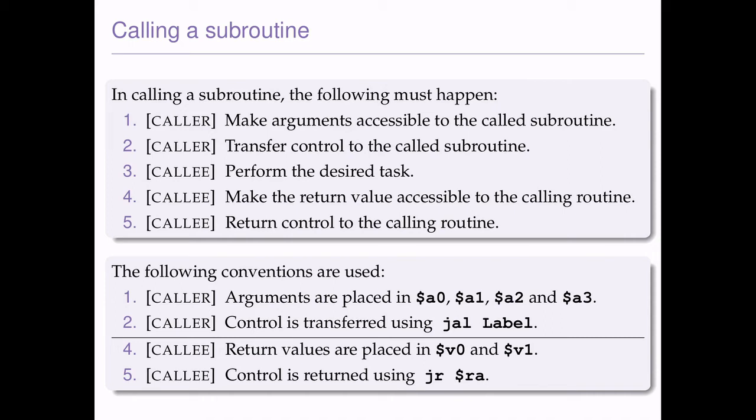Now, jump register, again, I introduced it in the introduction to subroutines video last week, but what this does is it sets the program counter to be equal to a value in a given register. Now, jump and link will store the program counter in the register RA for return address, and jump register will jump to that address.